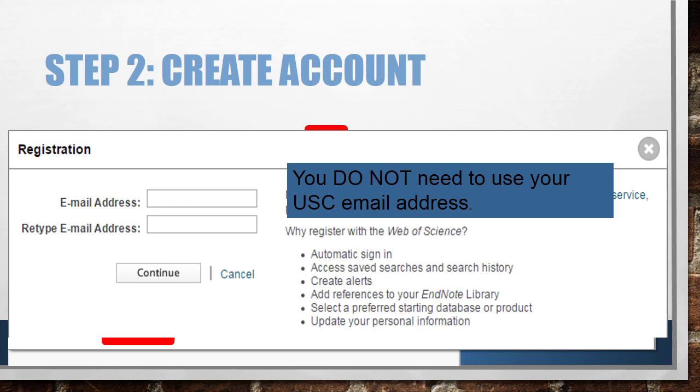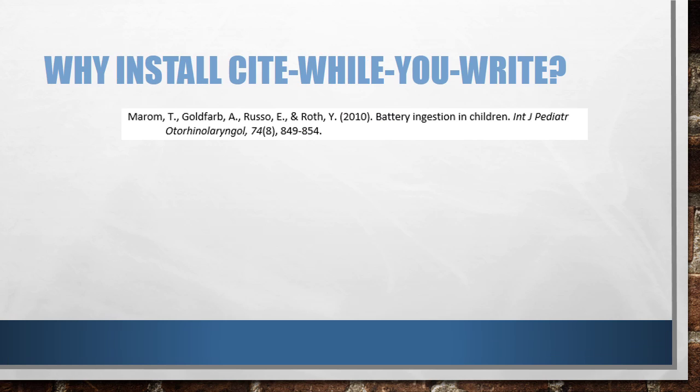You do not need to enter your USC email address here. You can use any email address that you wish. Enter your email address twice and then click Continue. For some email addresses, EndNote will require you to check your email and retrieve a registration code before creating a password. For other email addresses, it will direct you immediately to create a password. Follow the steps on your screen to successfully create a password. Once you've created a password, you'll be registered for EndNote Online.